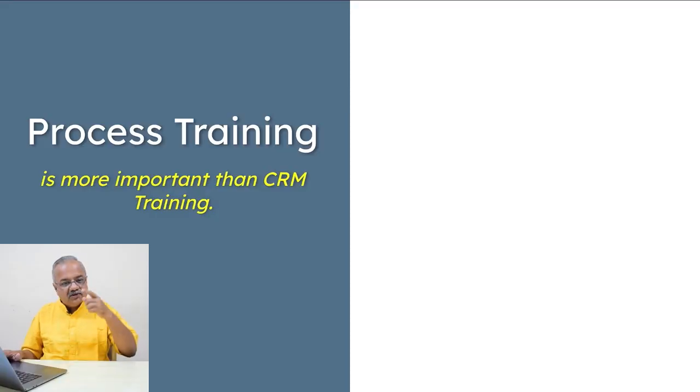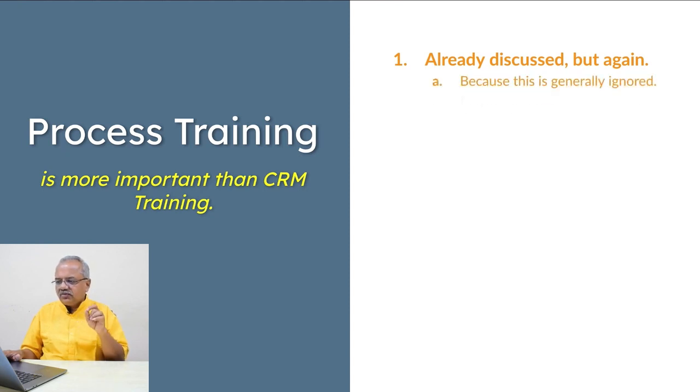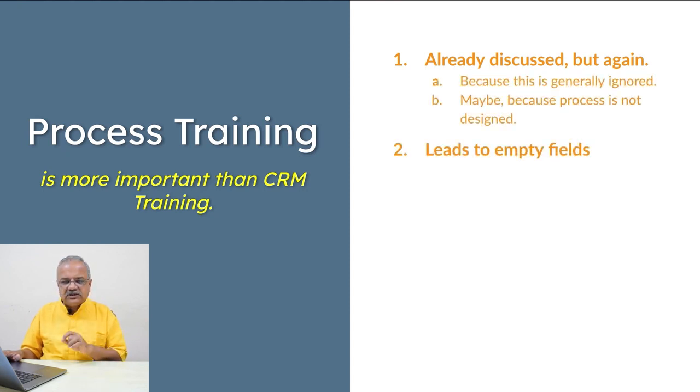I just thought you must have smiled. I know you feel that I've already shared this point. Why talk about it again? I'm discussing this again because it is very important. When people make mistakes there, they continue making mistakes. No process training was imparted in implementation, and it was not imparted even after that. If it was not imparted then, at least impart it now. It's very important that your team gets process training.